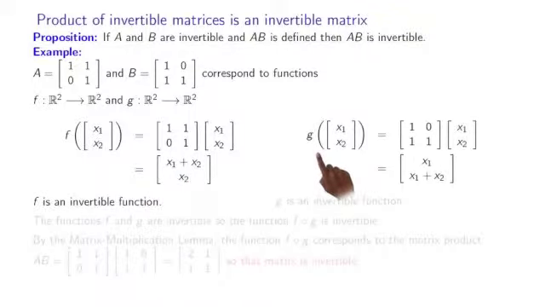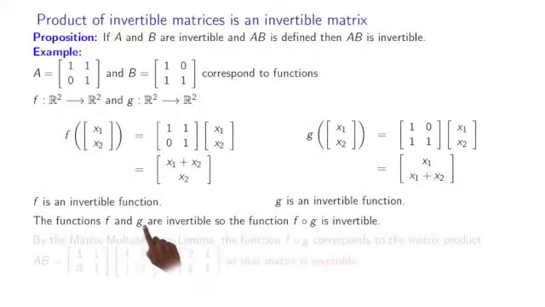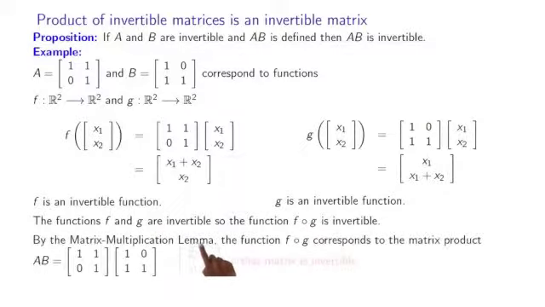The matrix B corresponds to the function that adds the first entry to the second entry. This function is also clearly invertible. Since the functions f and g are invertible, their composition is also invertible. And by the matrix multiplication lemma, their composition corresponds to the matrix product A times B, which is this matrix. So that matrix is also invertible.